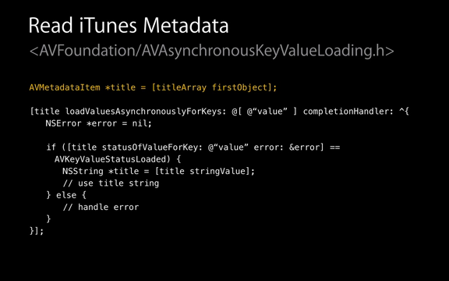So you can use this method, loadValuesAsynchronouslyForKeys, to load the specific values you want, and it'll do that asynchronously, so you're not blocking your main thread with some sort of synchronous I/O or something like that. So for this case, we have our metadata item. We're looking for the value. So we just load the key value, and when we get our completion handler, we're going to check the status to make sure that that loading succeeded. And assuming that we did, we can then just go ahead and grab the value and use it however we see fit.